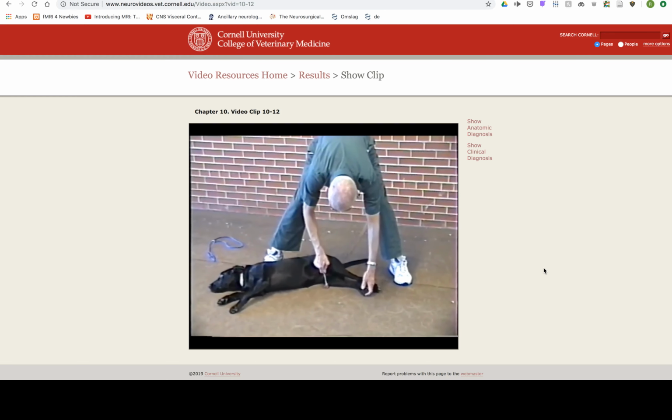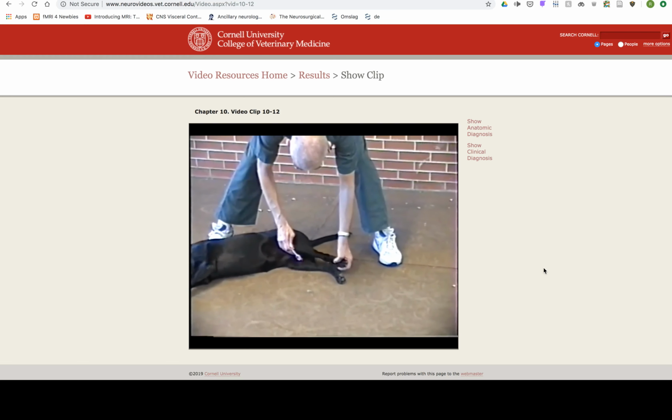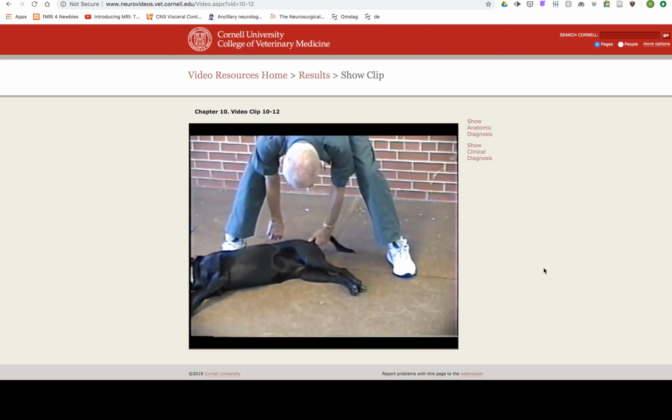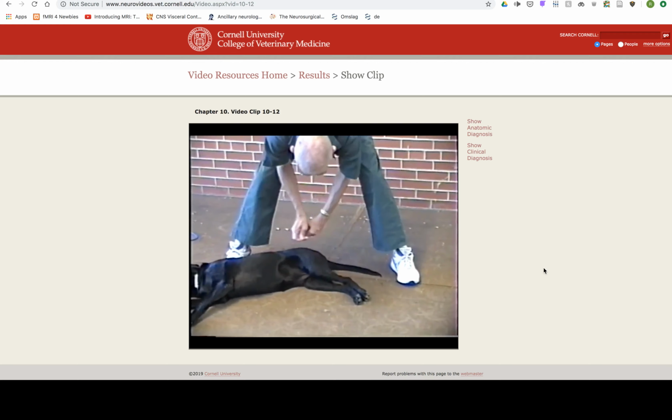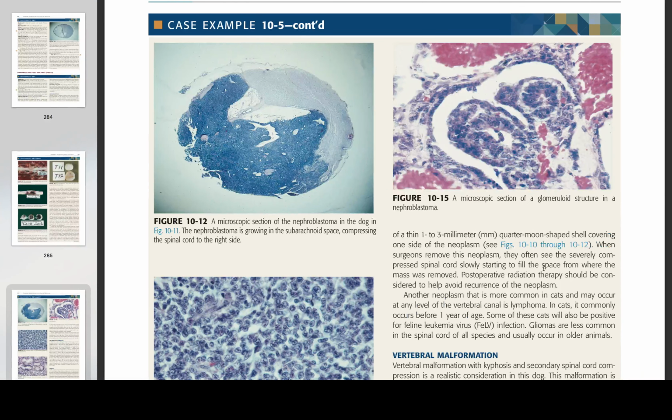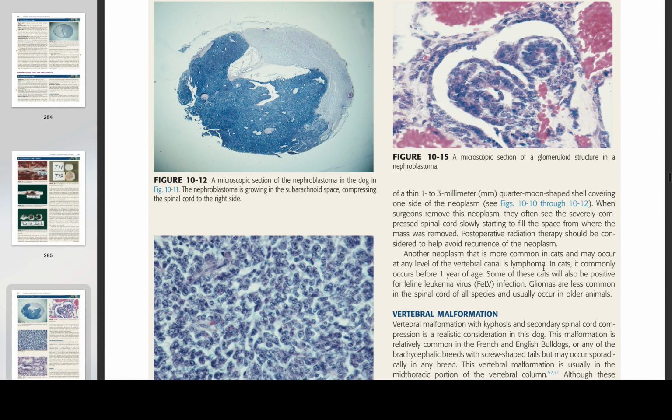1. Sheets of unorganized epithelial cells referred to as blastemal cells. 2. Tubular elements lined by epithelial cells that vary from squamous to cuboidal and some of which form glomerular structures. And 3. A fibrous component that consists primarily of bundles of collagen. The canine neoplasm is made up primarily of the first two components. Figures 10-12 through 10-15. A nephroblastoma in this spinal cord location is very rare in children.